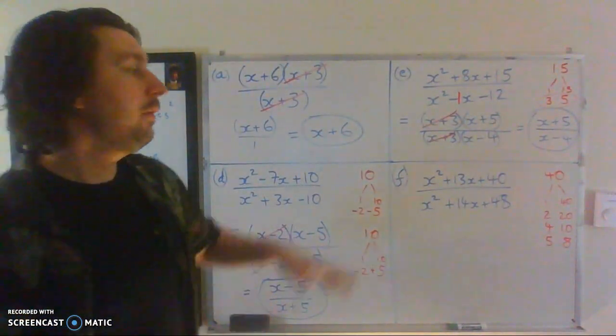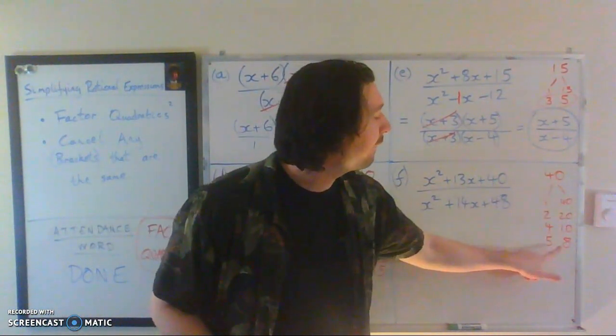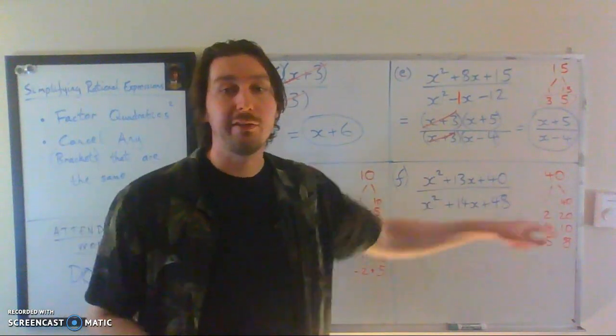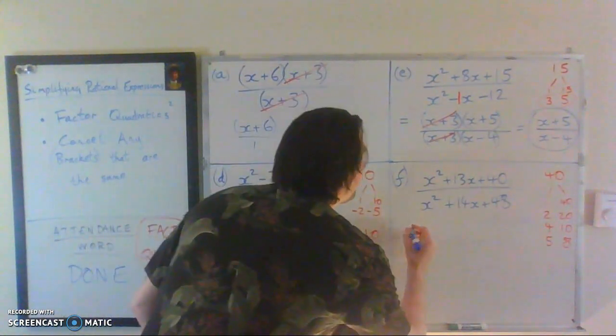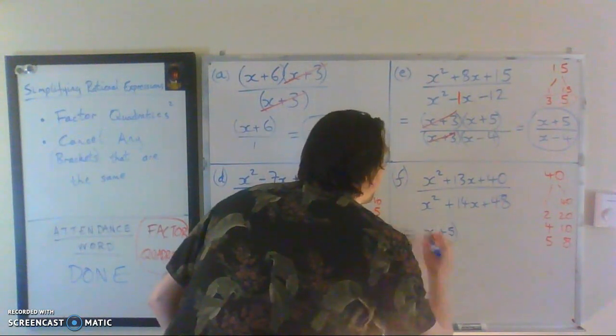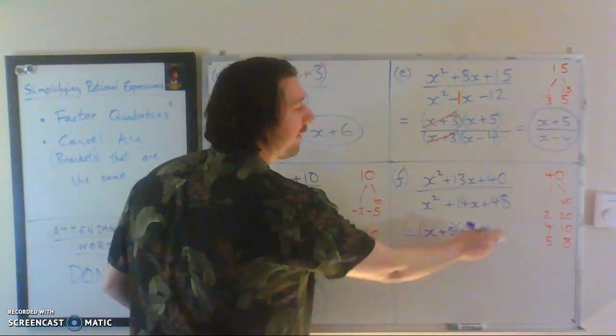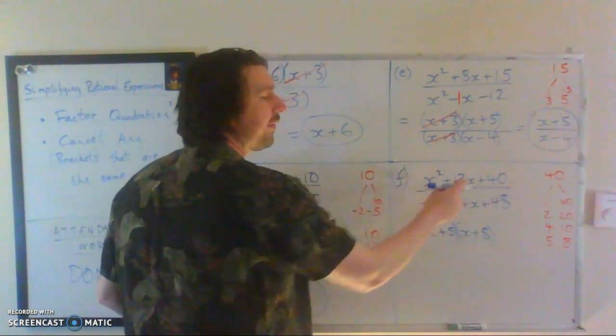Of those though, when I was writing it, I did notice 5 times 8 is 40. 5 plus 8 is 13. So this is the pair we want to use: (x + 5)(x + 8). 5 times 8 is 40, 5 plus 8 is 13. That's the right pair.